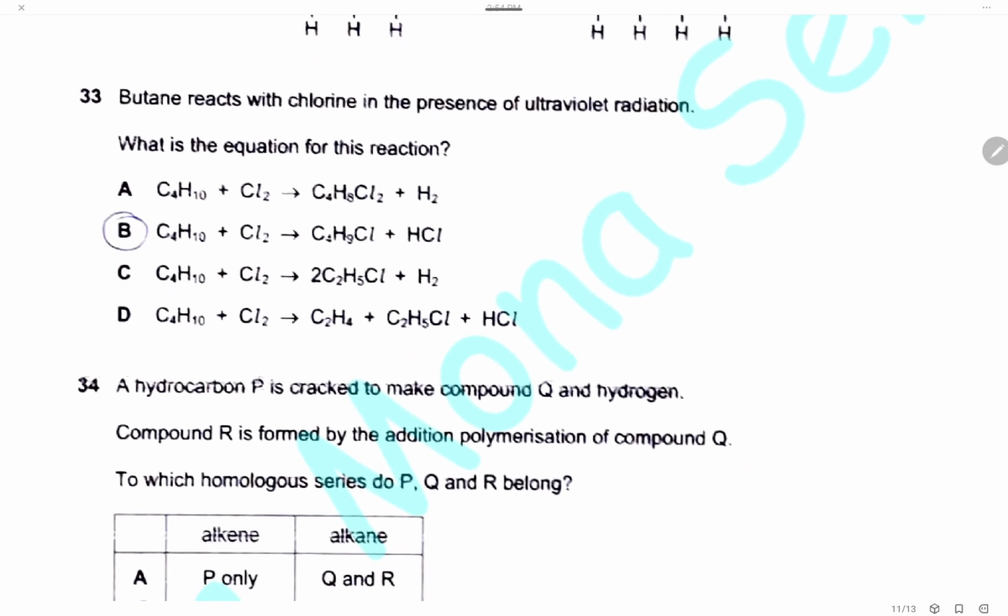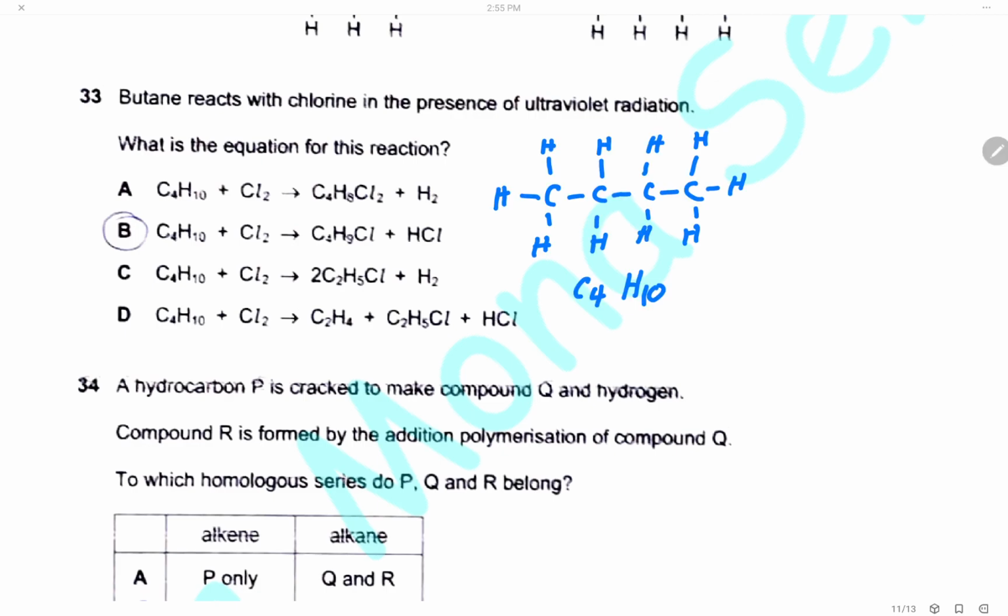Question 33. Butane reacts with chlorine in the presence of ultraviolet radiation. What is the equation of this reaction? The reaction between butane and chlorine in the presence of ultraviolet light is a substitution reaction where one hydrogen is substituted by chlorine. So this is the structure of butane, C4H10. One hydrogen will be substituted by chlorine, so the formula will be C4H9Cl.